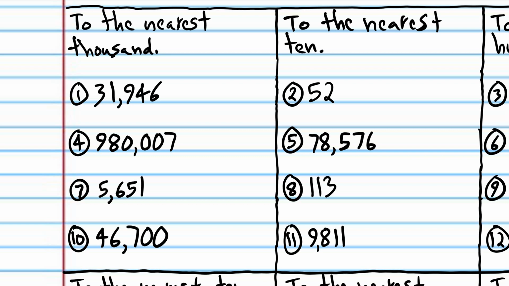So the thousandths place is here. And again, you can confirm that by looking at a chart. If you don't remember the place values, just go and search Google Images and find a place value chart. That's the thousandths place. And we're going to round to the nearest thousand.